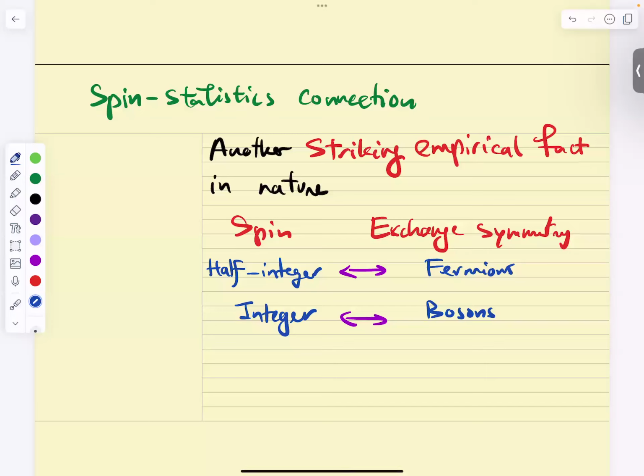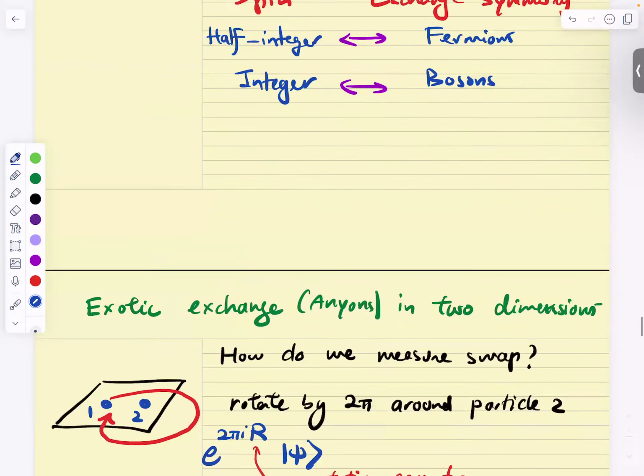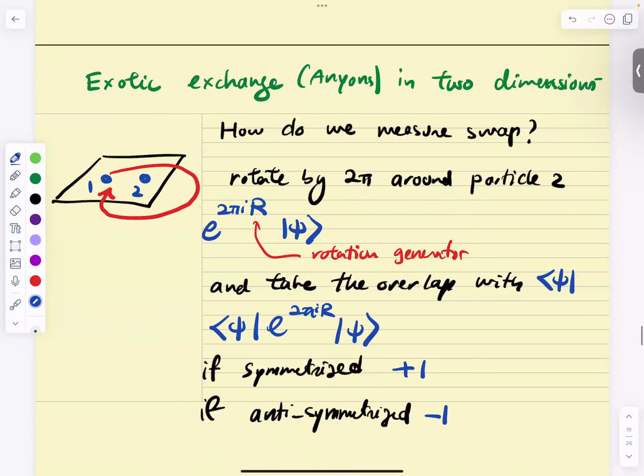Does quantum mechanics say anything about which type have mass? There's no relation. The mass is completely different.